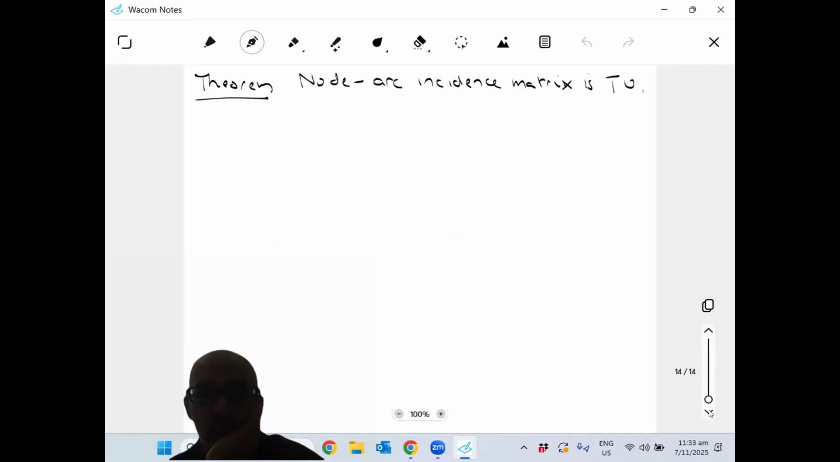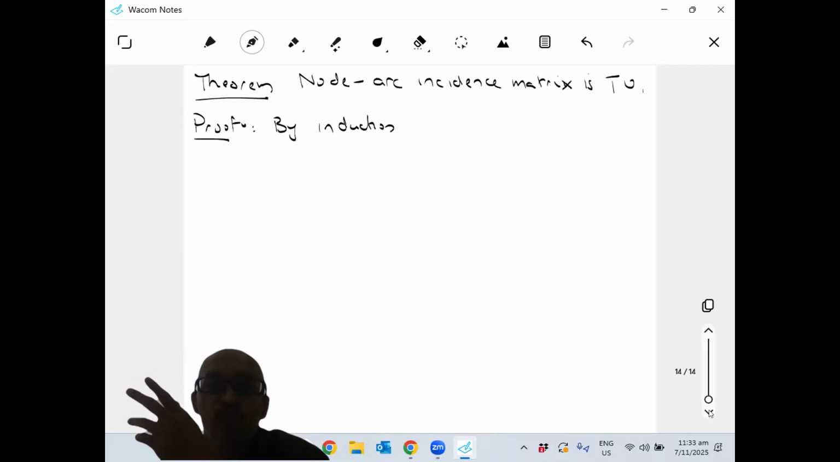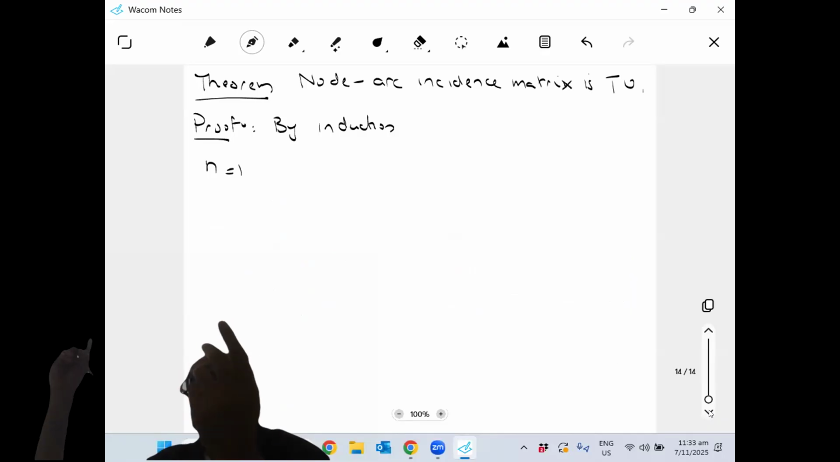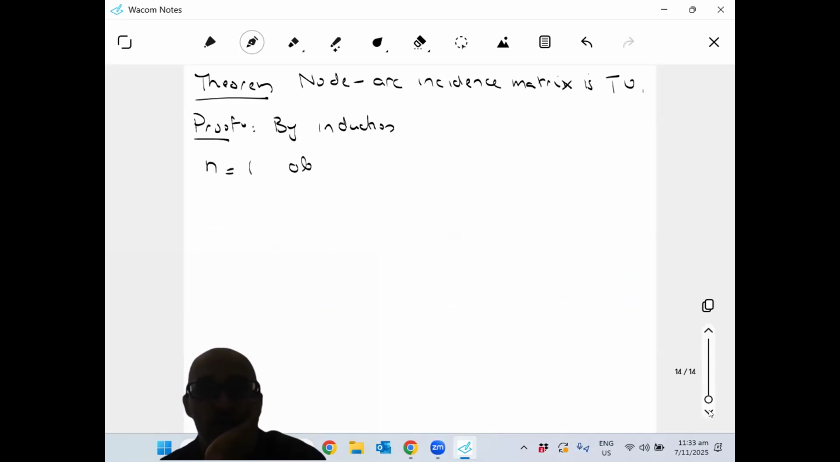Proof by induction. This is important because this will tell you that the solution will be integral. For n equal to 1, it's obvious. N equal to 1 is a single node, so there's no edge basically. For n equal to 2, essentially you have an edge: two nodes, that'll be 1 and -1. The determinant is either 1 or -1, so sort of obvious.